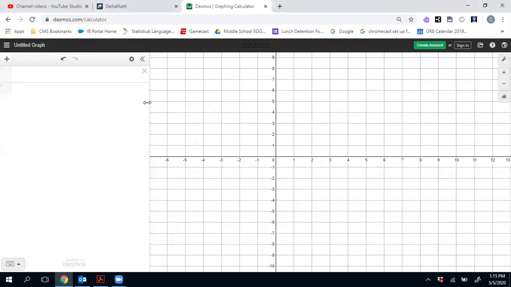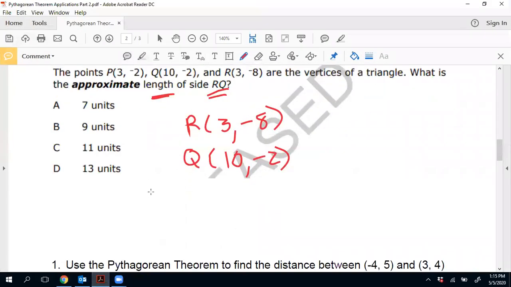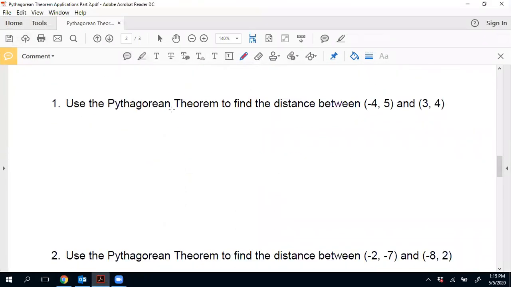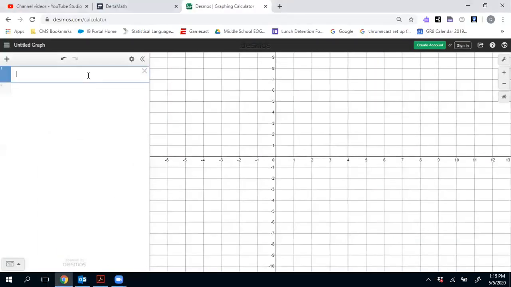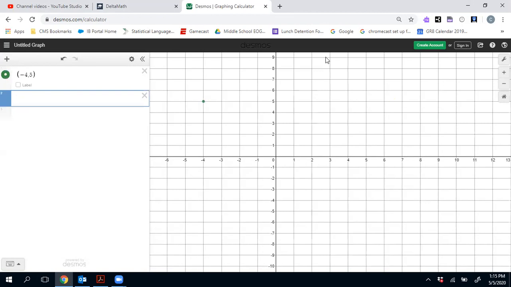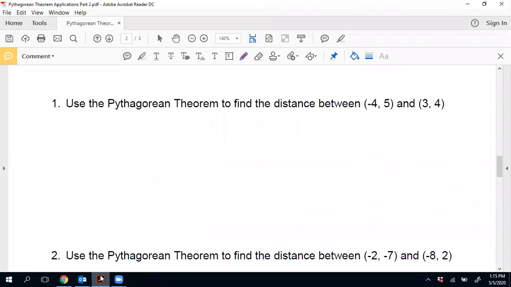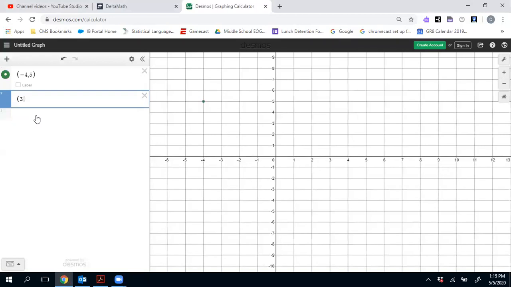So I just deleted those points here. So this next question is asking us to use the Pythagorean theorem to find the distance between (-4, 5) and (3, 4). So we're going to go back here, and our first point was (-4, 5). And then I'm going to add an expression, and our next point is going to be (3, 4). So now I have my 2 points.